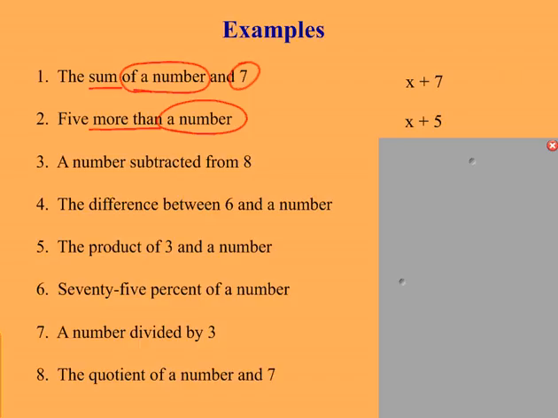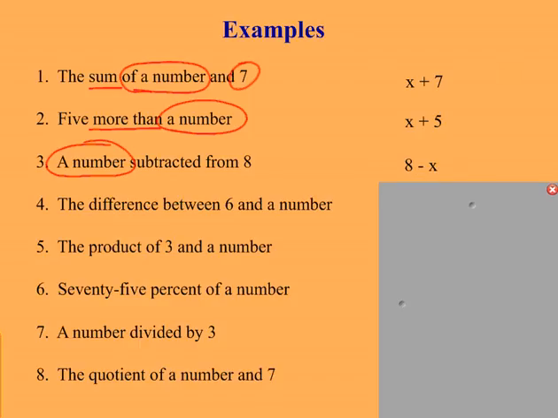Number 3, a number subtracted from 8. Okay, a number, well, they don't tell us what number, so that's going to be our variable x. Subtracted from 8. Anytime we're subtracting from 8, we have 8 minus. So in this case, we have 8 minus x.